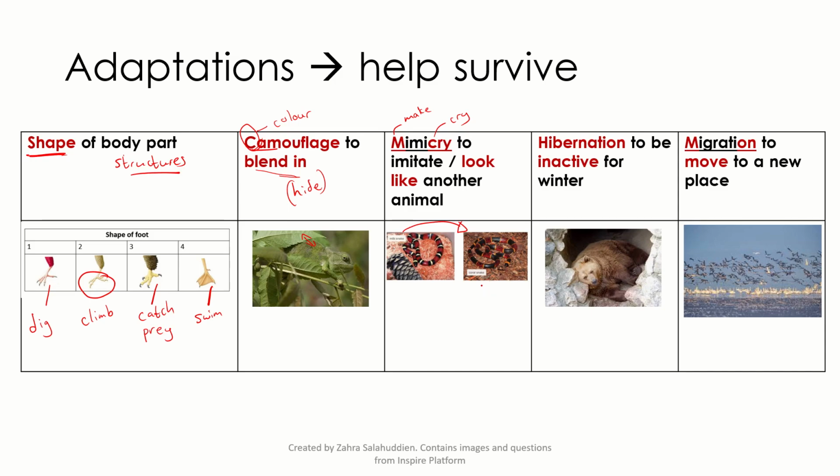It has poison, can harm you. So this animal wants to look like the other one. So other animals who see them get afraid. They think that they are harmful, they are dangerous, and they will not go near them.